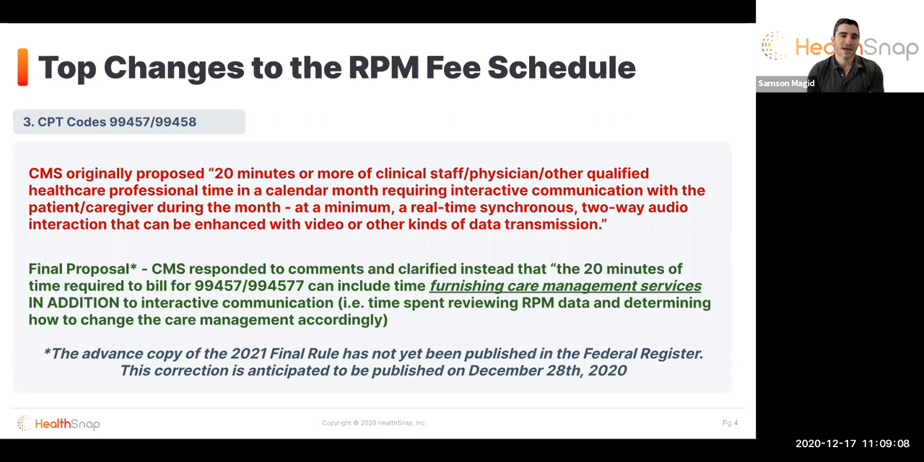Just so everyone knows, the advanced copy of the 2021 final rule has not been published yet, so you won't see that change in the proposal there. That is anticipated to be published on December 28th. So this was the most contradicted change in the ruling, and very fortunate to see that they did go back and provide some clarification on what is billable time for 57 and 58.